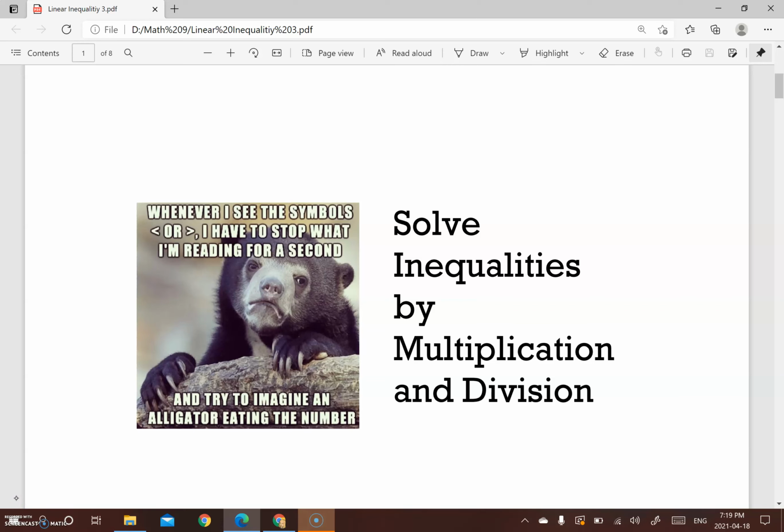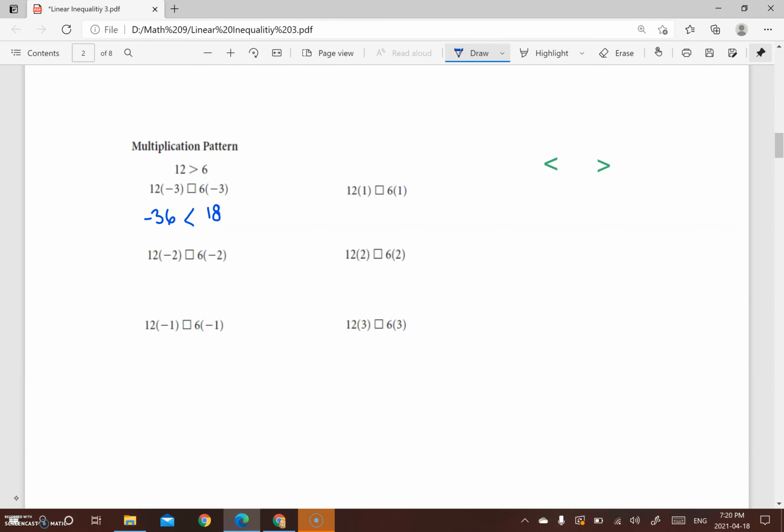And 6 times negative 3 is negative 18. Which is smaller? Negative 36 is. I'm going to repeat the same steps for both questions. And then on that first left, notice that I'm multiplying by a negative value. And on the right, they're all positive.